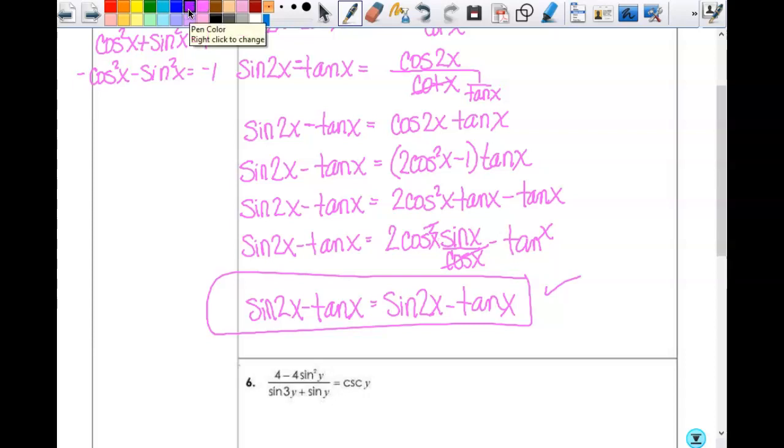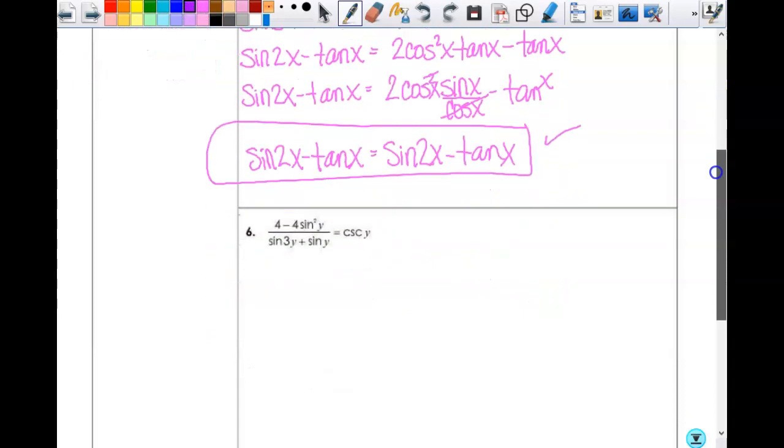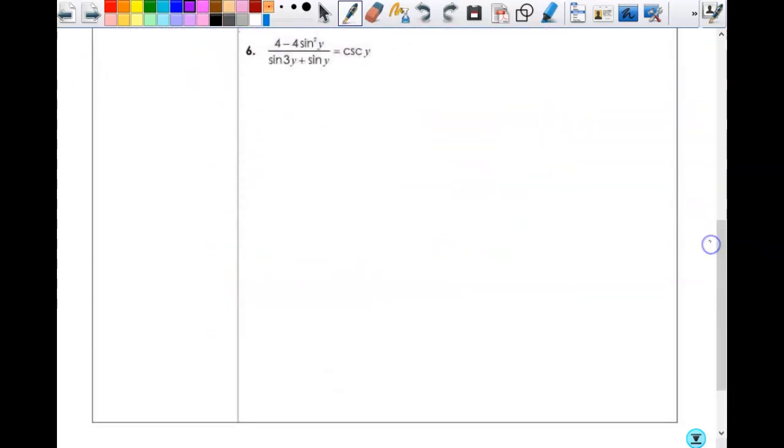All right, let's look at number 6. So I think on number 6, we definitely want to work with the left-hand side, yes? Okay, so in the numerator, I've got sine squared. We know how to handle sine squared just fine. And sine y. But that sine 3y, there's no triple angle, right? Last time we had a triple angle, what did we do so we could do something with it? We split it up.